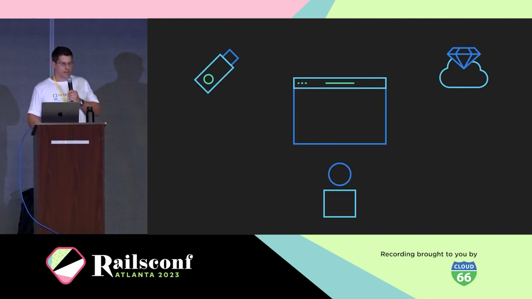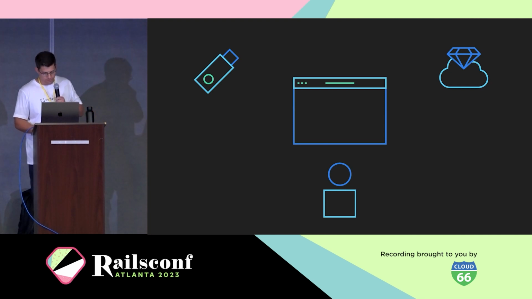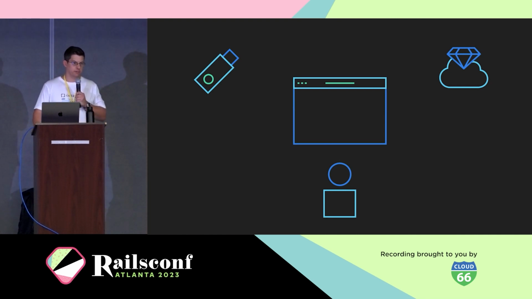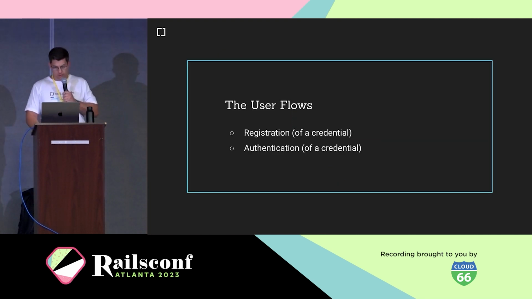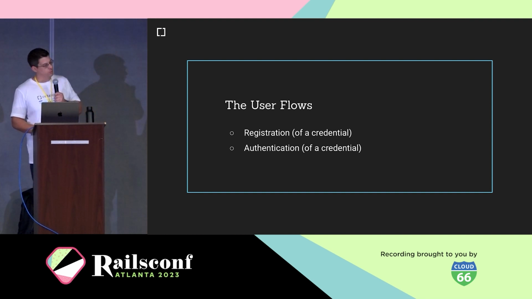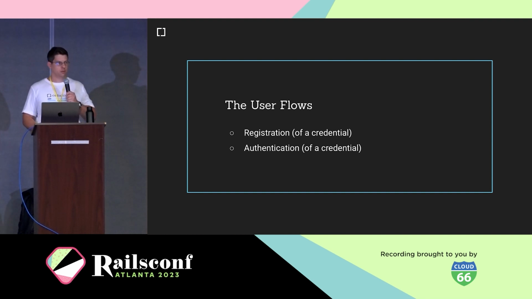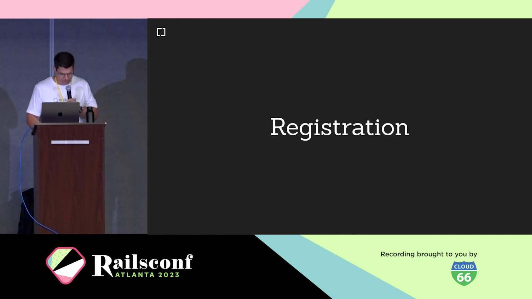In a small diagram, on the left you've got the authenticator, in the middle you've got the browser, and on the right you've got the server, and a user below that will interact with these components. The user flows are 2, naturally: the registration of a credential and the authentication of a credential. Let's start with the registration flow.